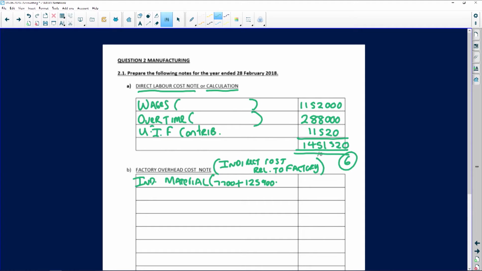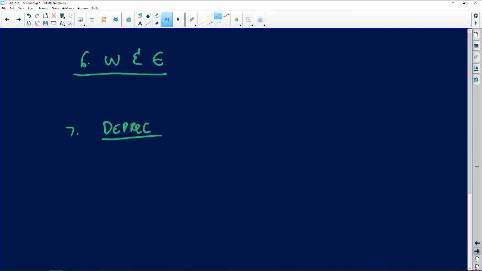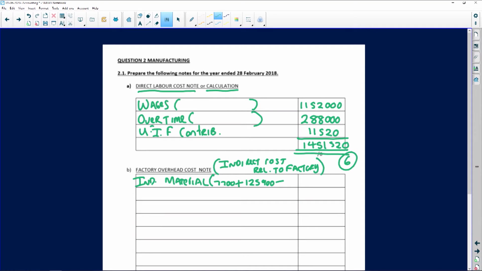Right, so what have I done so far? Opening balance plus purchases, and finally, I'm now going to subtract my closing balance. So let's go back to our information. And remember, we're still dealing with indirect material stock. At the end of the year, your indirect materials not used, or your closing balance, an amount of 6,400. So let's fill that in. Remember you're going to subtract the 6,400, in brackets.